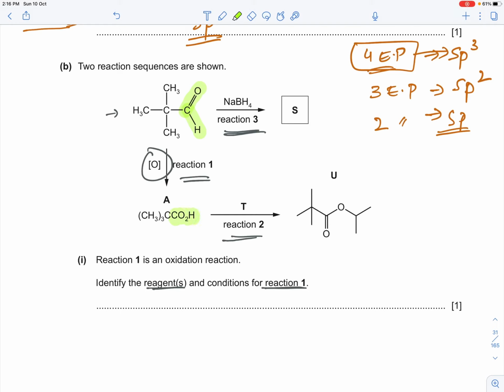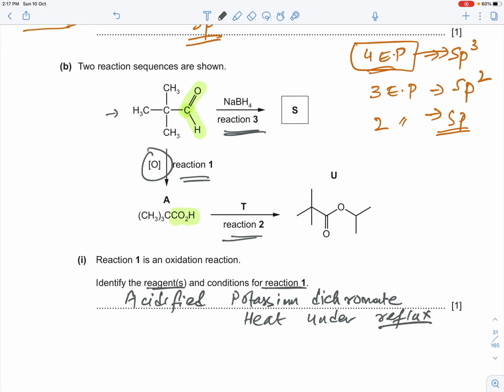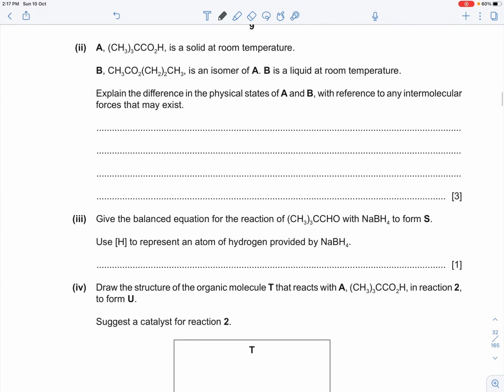Whenever an aldehyde, alcohol or ketone is oxidized, the reagent will always be acidified potassium dichromate. Conditions would be heat under reflux. Heat under reflux.